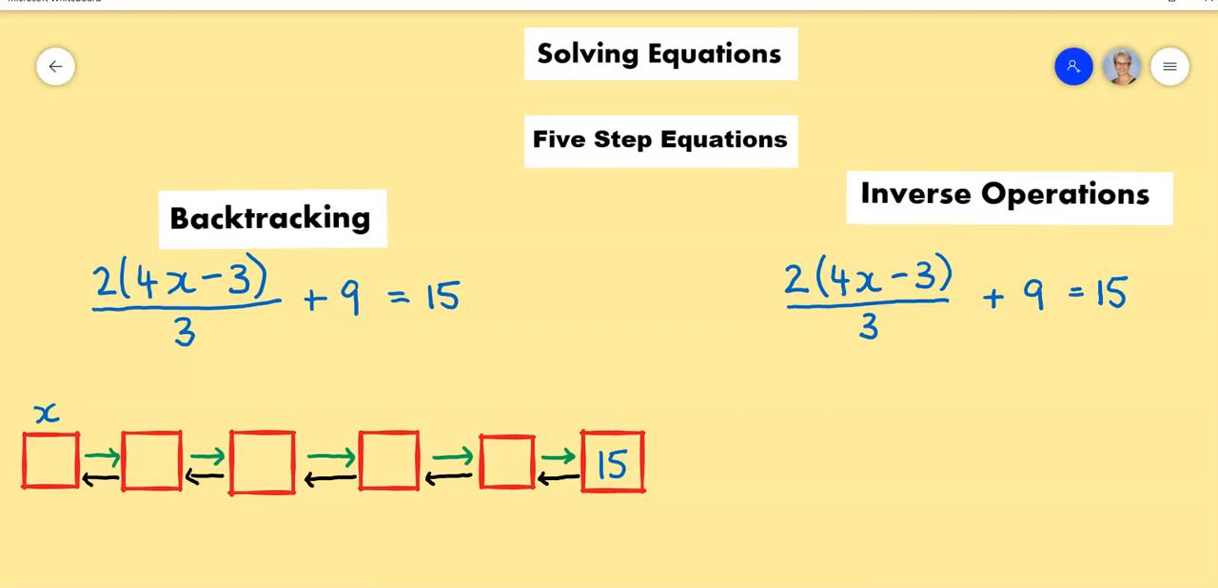Now, first of all, the first thing that we are doing to x in this equation is we are timesing by 4. So on our flowchart, it becomes times 4. Then we are subtracting 3. So then we have minus 3. The next thing that we're going to do is we're going to multiply by 2. So times 2. Then divide by 3. So divided by 3. Lastly, we're going to add 9.